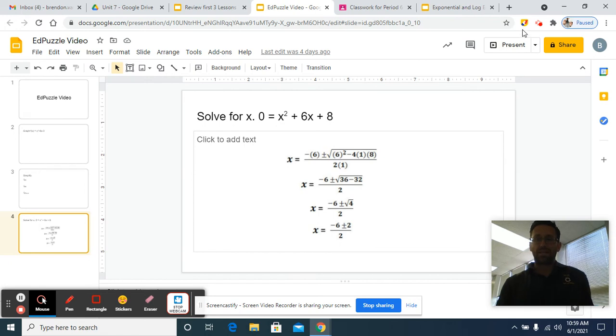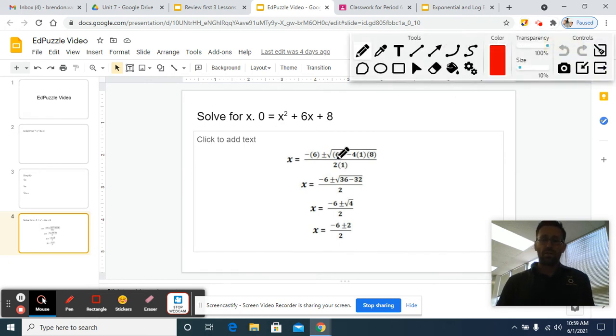And the last slide, this is called right here. These steps are called the quadratic formula. Okay, so I plug in 1 for A, 6 for B, 8 for C, plug them into the square root symbol, simplify what's inside the square root symbol. Square root of 4 is 2, and then I do negative 6 plus 2 divided by 2, and negative 6 minus 2 divided by 2.